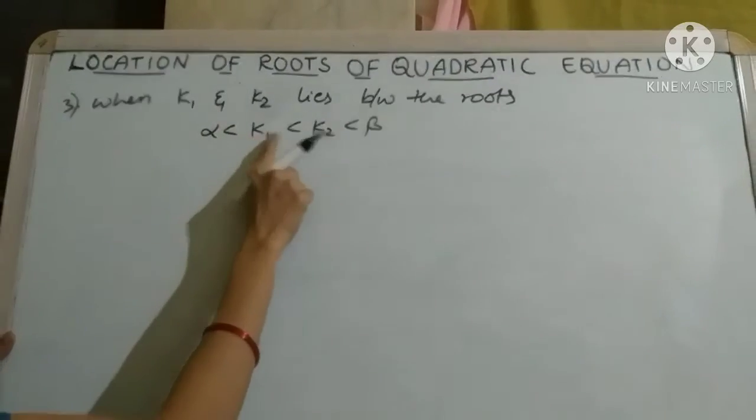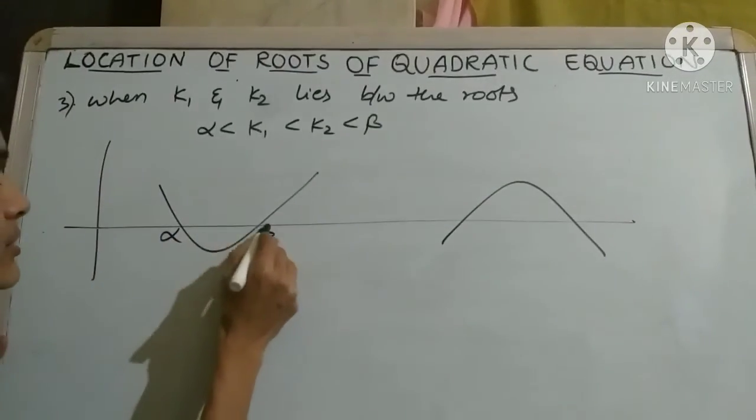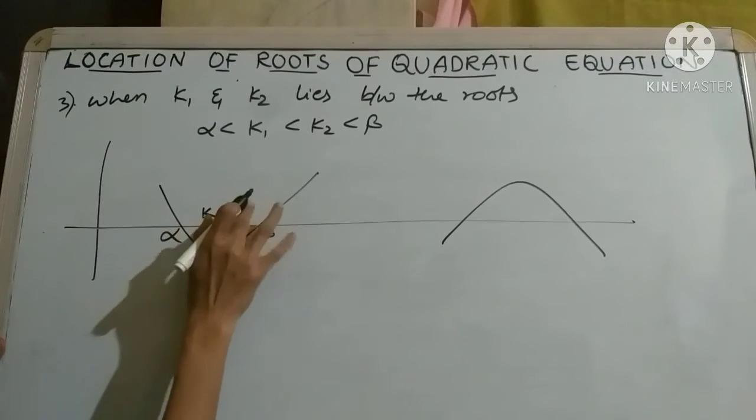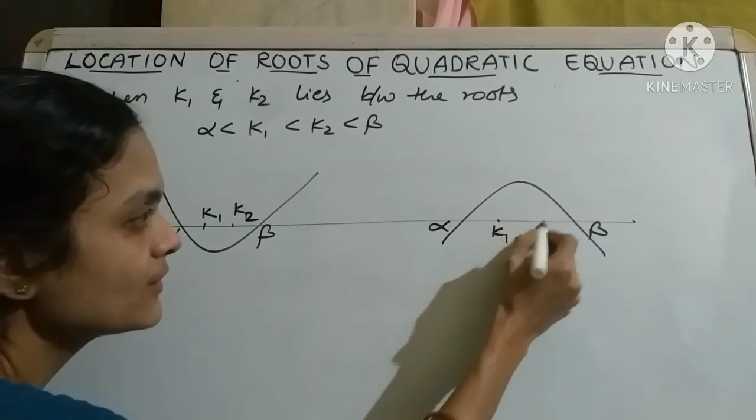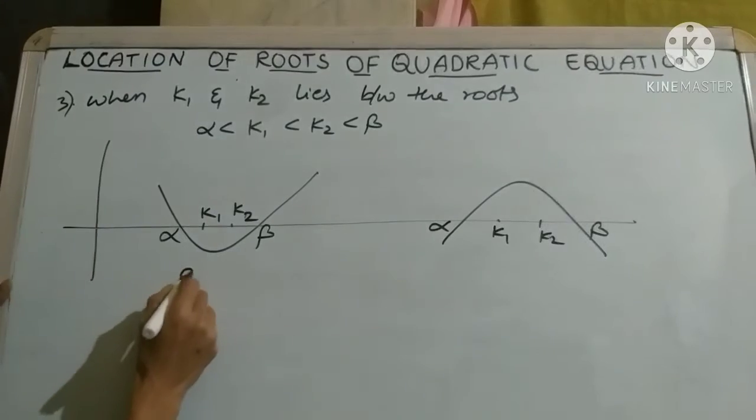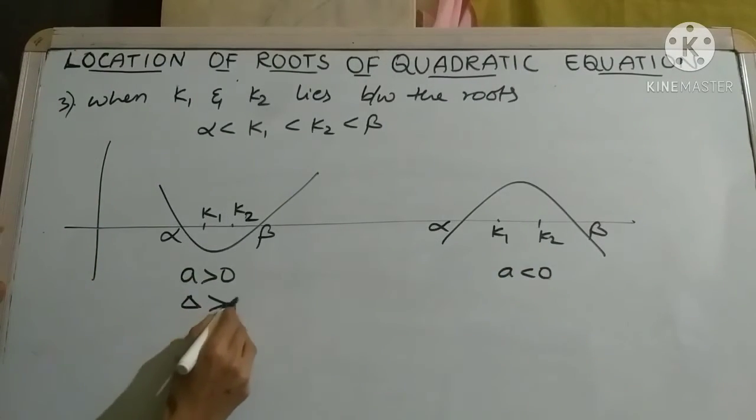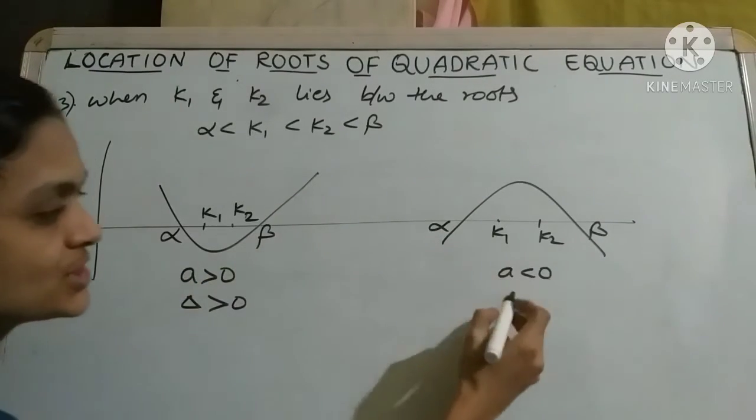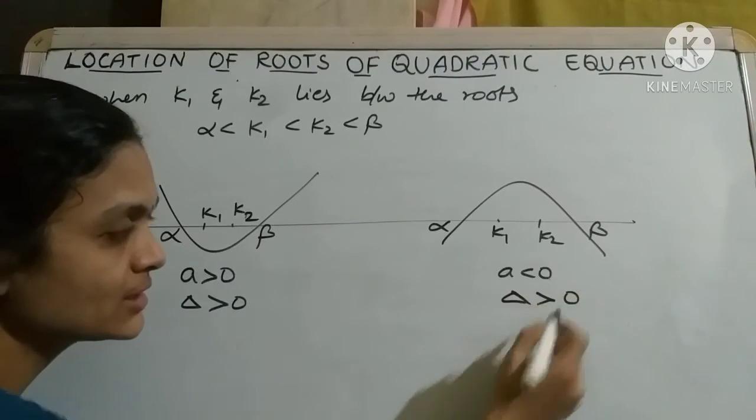means k1, k2 lies between the roots, alpha less than k1 less than k2 less than beta. Then here, upward parabola, downward parabola, alpha, beta. Okay, k1, k2 in between the roots only, no? k1, k2. Here, alpha, beta, k1, k2. Then here upward parabola means a greater than 0. Here this is a less than 0. Discriminant is greater than 0. Why? Because alpha, beta are two distinct positions. The parabola touches at two distinct positions. No, means delta greater than 0 only.